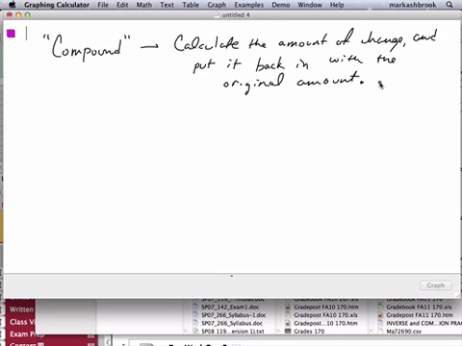I don't know what the symbol means. Okay, so this thing, compounding. So let's talk about what the word compound means. When you compound, it means you're going to calculate the amount of change, whether that's an addition or a reduction. So for a money investment, it's going to be an addition of interest. You're going to compound how much that is, and then you're going to put it back in with the original amount.